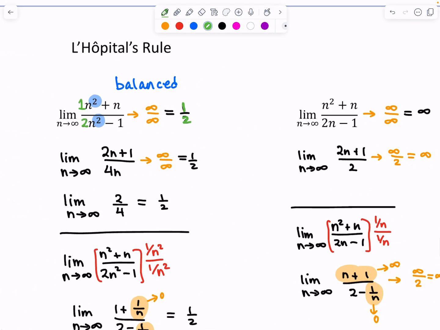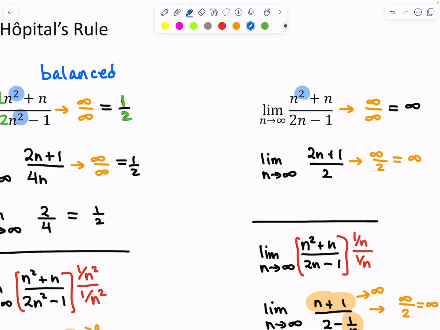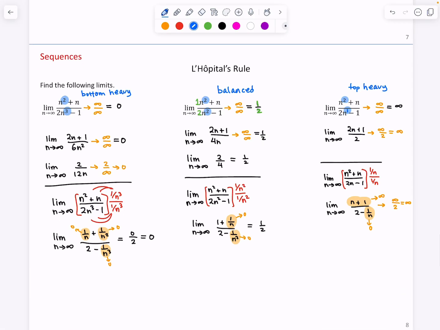And in the last case, we had a degree 2 over an implied degree 1. This I refer to as top-heavy because it's a higher degree in the numerator than it is in the denominator, and all top-heavy rational functions will have an infinite limit, either plus or minus infinity, as n approaches infinity. So they will be divergent sequences. All right, the next page.